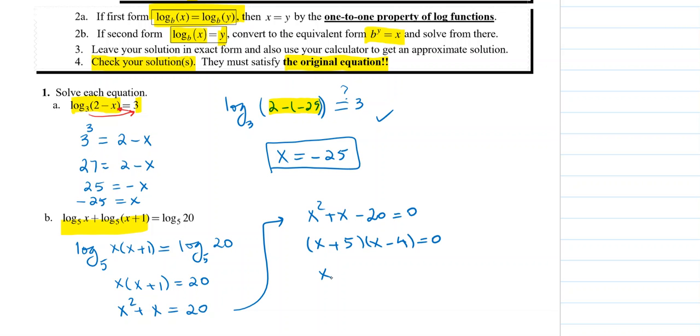Set each factor equal to 0. We get our 2 potential solutions. We have to check them, remember, in the original equation. So original equation, if I plug in negative 5 for x, I'm already in trouble with that very first term. Log base 5 of negative 5, that's not going to be defined. I cannot accept that. So then I'll try 4. If I plug in 4 here, that's good, that's fine. If I plug in 4 here, that's fine. So that is our only solution for this equation.